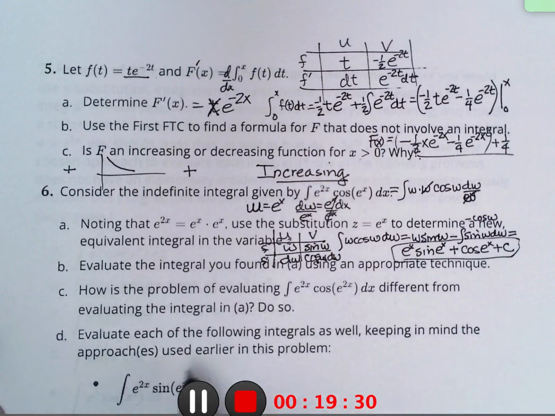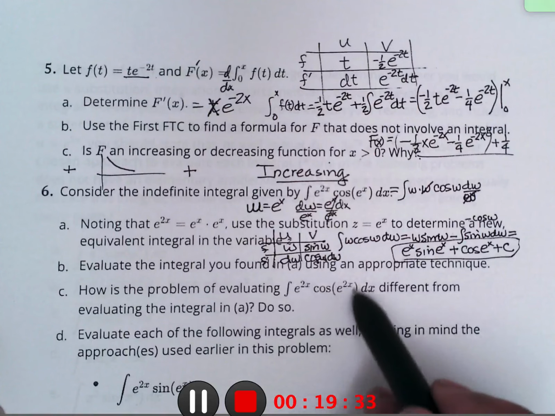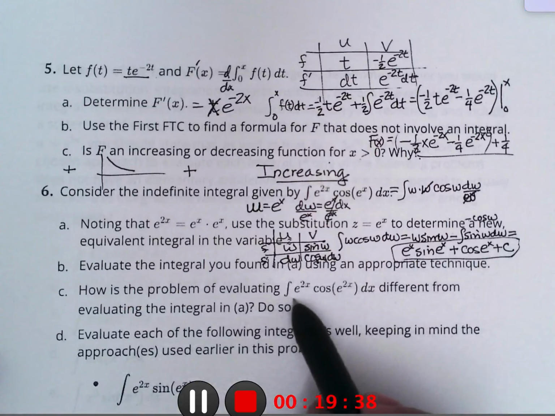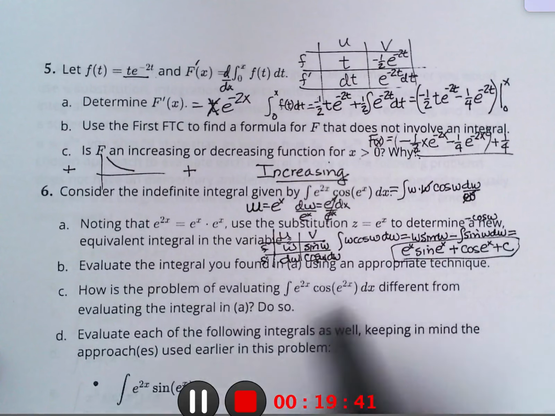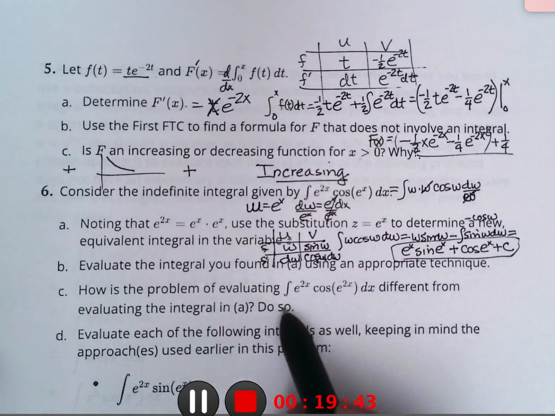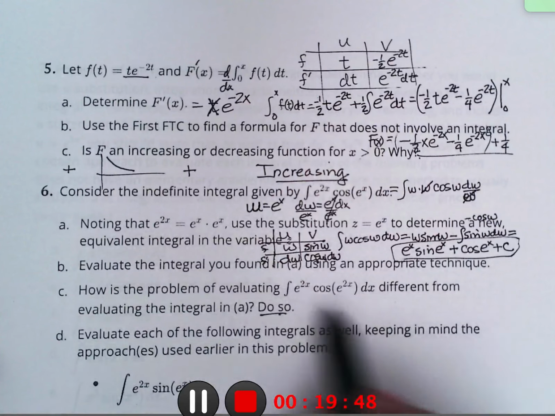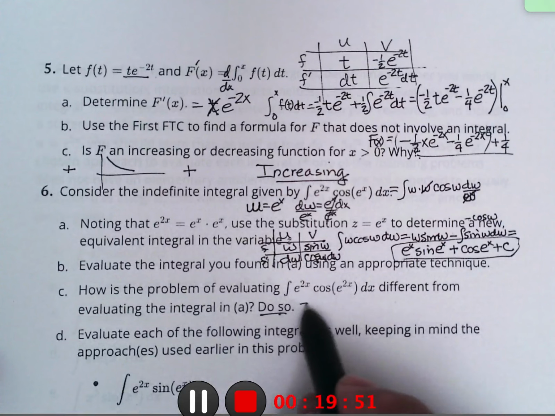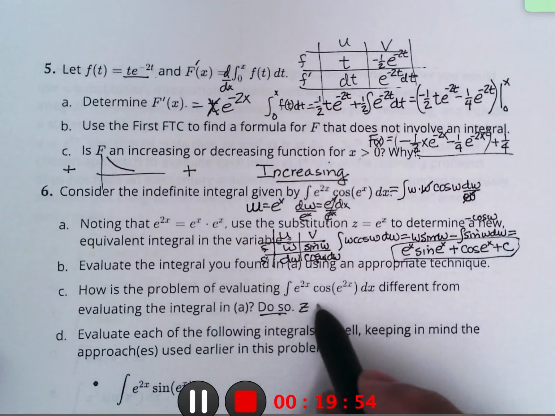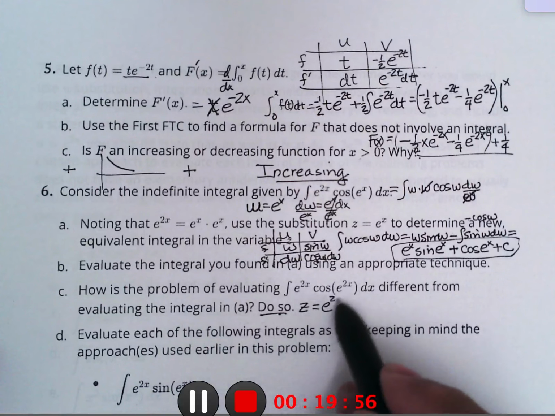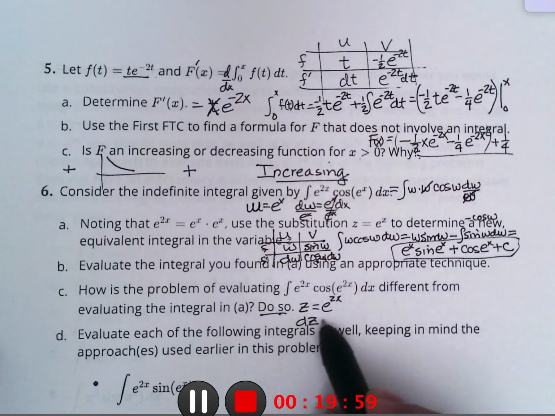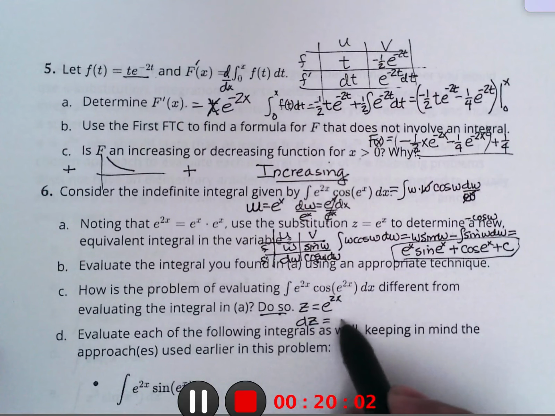Well, this one, if you let z be e to the 2x, the derivative is going to produce an e to the 2x, which is going to cancel, and we won't have to do the integration by parts. So that's how it's going to be different. And then, if I let z, I'll use z like they suggested, equal e to the 2x, dz would equal e to the 2x times the derivative of up there according to the chain rule, dx.